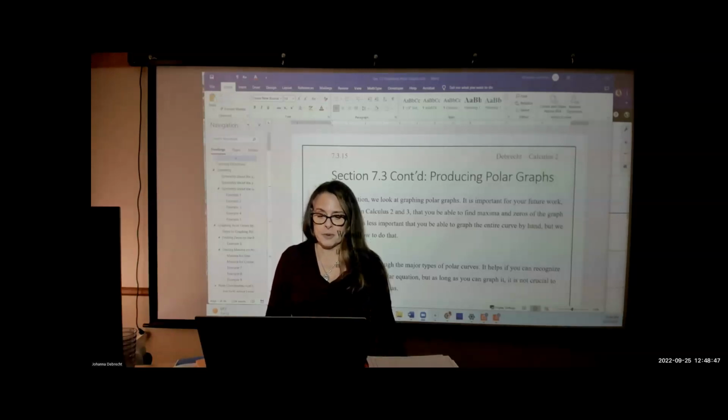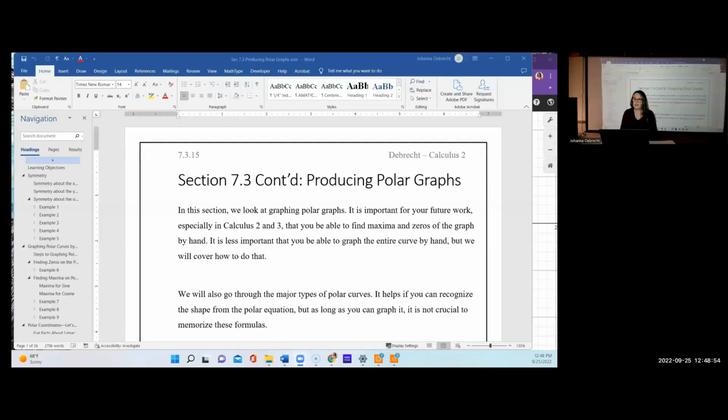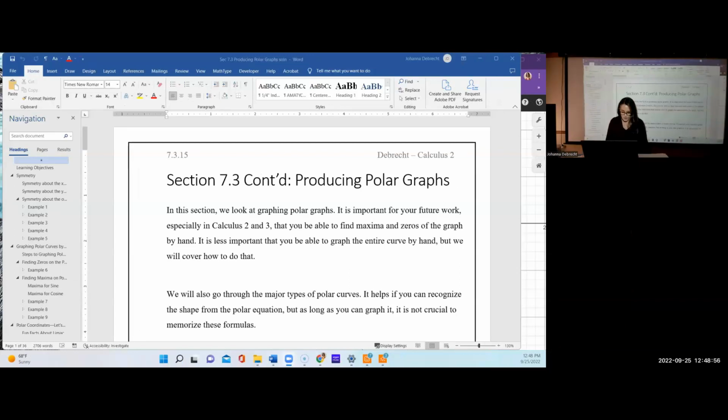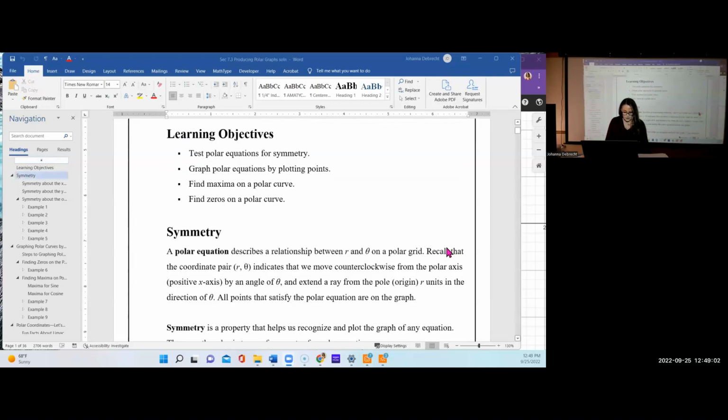I'll share my screen with you so that you can see more easily my notes. Now that I've shared my screen with you, I want to draw your attention to what we want to do today, which is producing polar graphs. We are going to exploit them for symmetry. We'll talk about plotting points.